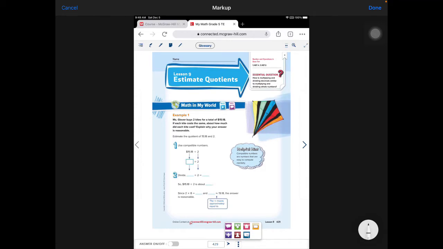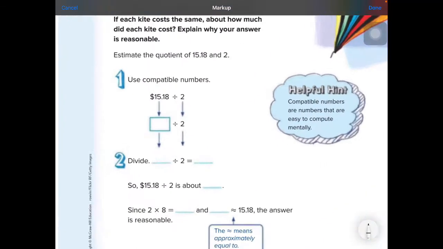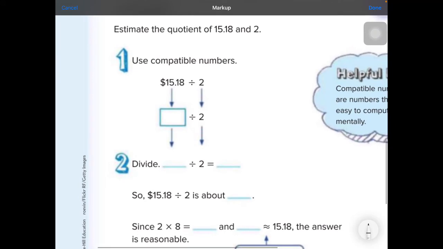Cox. We're on Chapter 6, Lesson 9, Estimate Quotients, page 429 in your math book. I think you're going to really like this chapter. The key is going to be finding compatible numbers. When you estimate, your answer doesn't have to be very precise with the problems in this chapter.